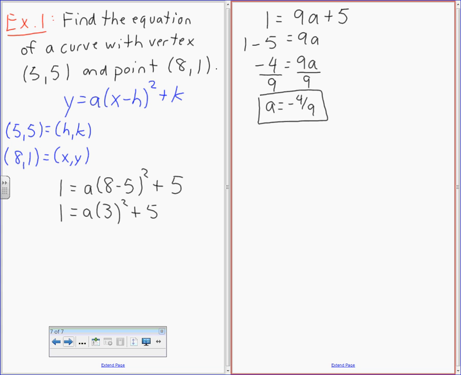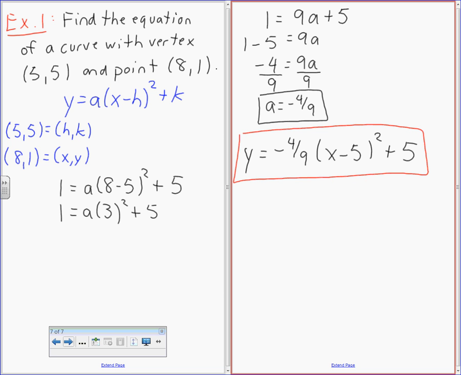Now, I'm close to being happy, but I'm not completely happy. What's the last step here to finish this up? What am I looking for in this question? Good. The regular equation has an x and a y, and then we found the a. The h and the k we know. So I'm going to say y equals negative 4 over 9 (x minus 5) squared plus 5. So my vertex I put in. Any x and y can be subbed in there that will end up working.